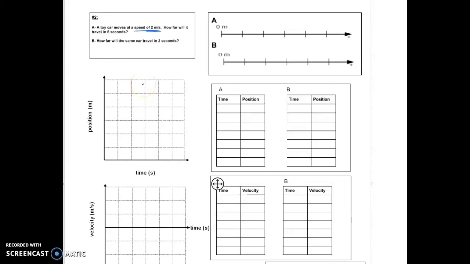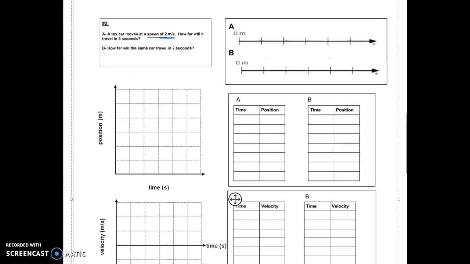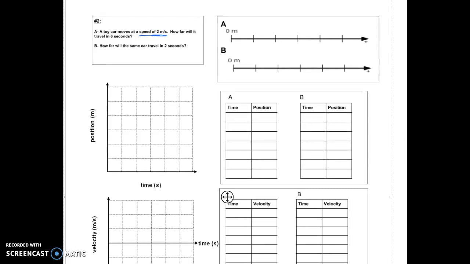All right, so now we're going to talk about number 2. It says here, a toy car moves at a speed of 2 meters per second. So remember, speed is our velocity, but we don't know which direction. How far will it travel in 6 seconds? If it doesn't specify which direction, we're going to assume that it's positive.